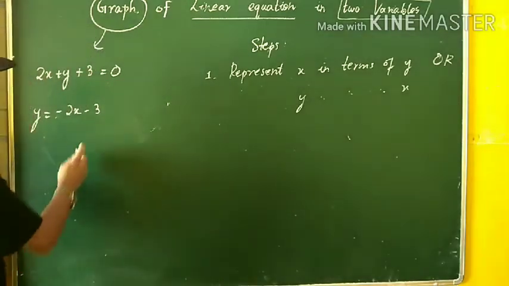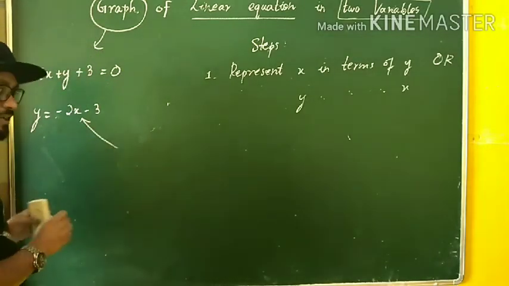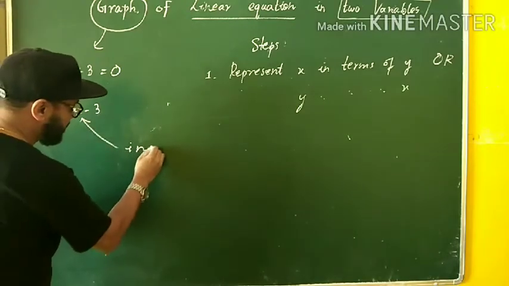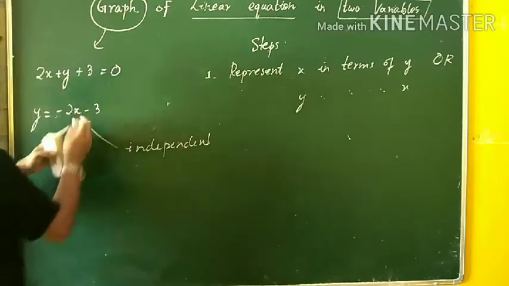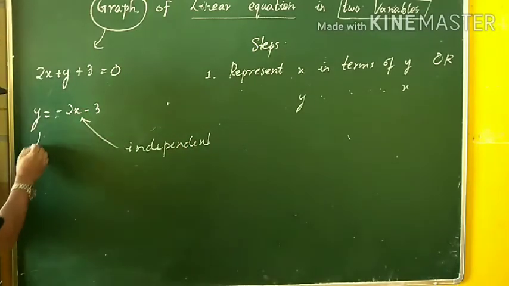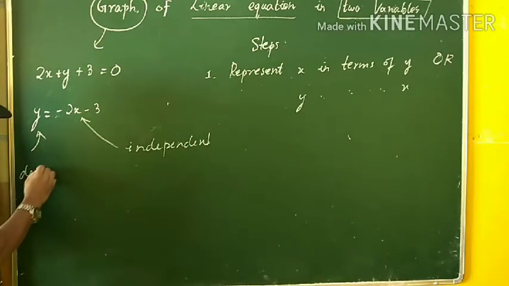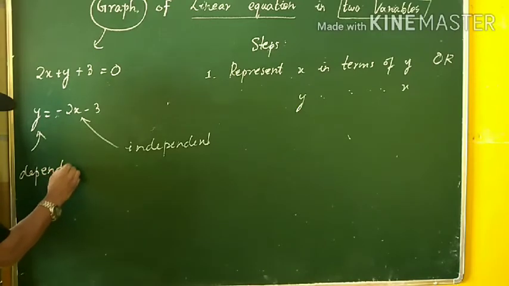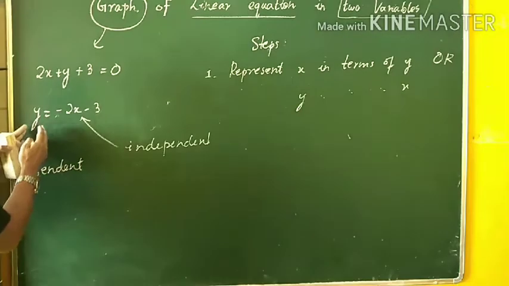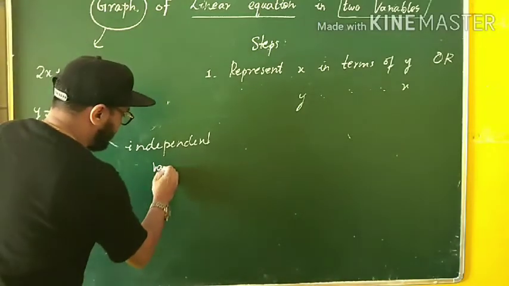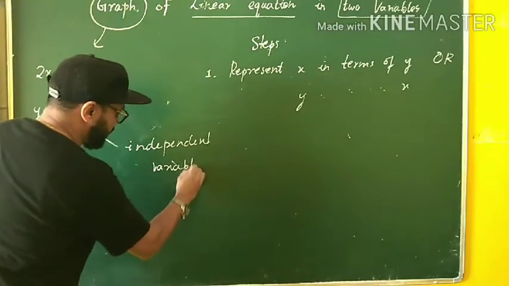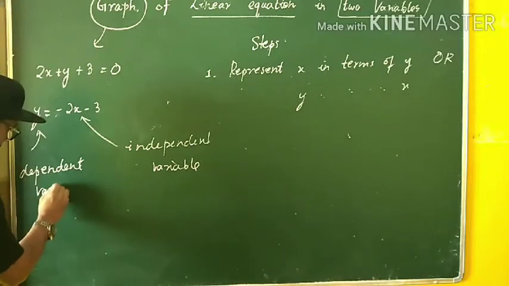Now if you look at this one, whatever term is there on the right hand side, these are all independent variables. It has its own value. You can take any value here, but the value of y depends. So the value of y depends on x, so it is called the dependent variable. So we have an independent variable and a dependent variable.